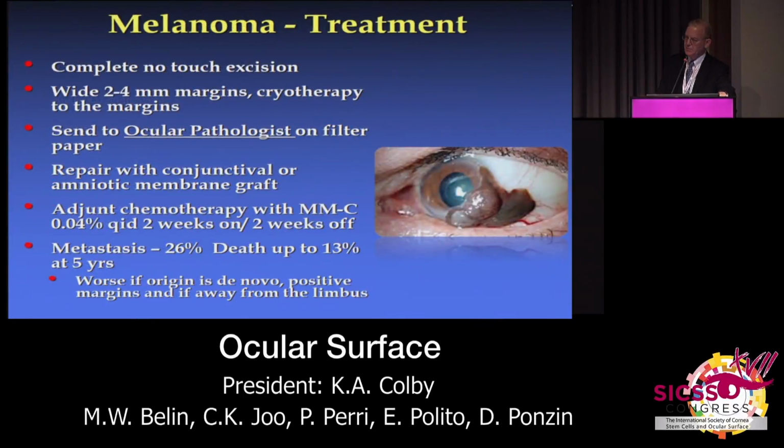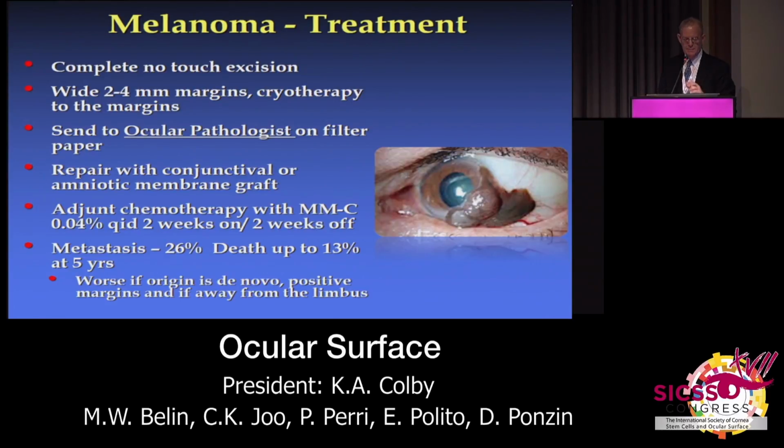Treatment: complete no-touch excision. You don't want to mess up or irritate these cells, so you want to get around them 2 to 4 millimeters on all sides to leave a 2 to 4 millimeter margin, and then cryotherapy to the conjunctival margins. You want to make sure you identify an ocular pathologist to send this to on filter paper. You don't want to mess around with a pathologist that does not have experience in these, so even if you have to send it to another city, it's worth doing to get a proper diagnosis of the amount of involvement.